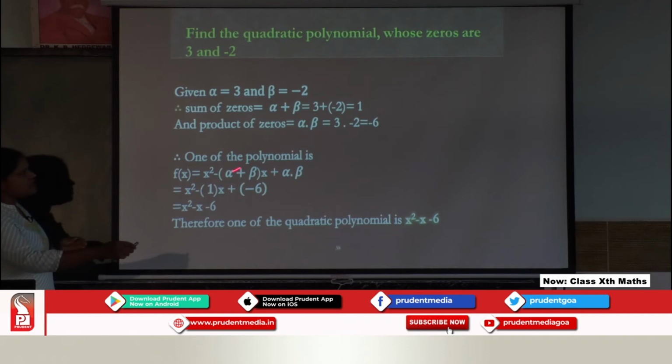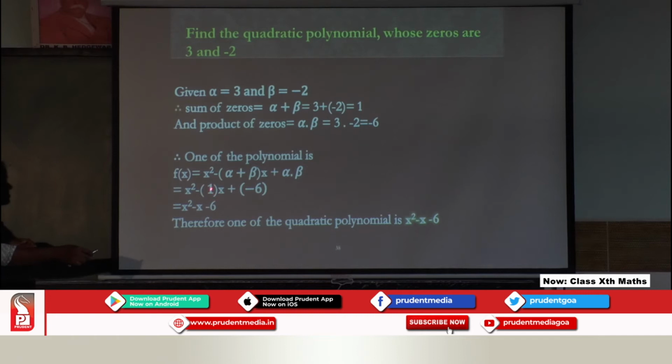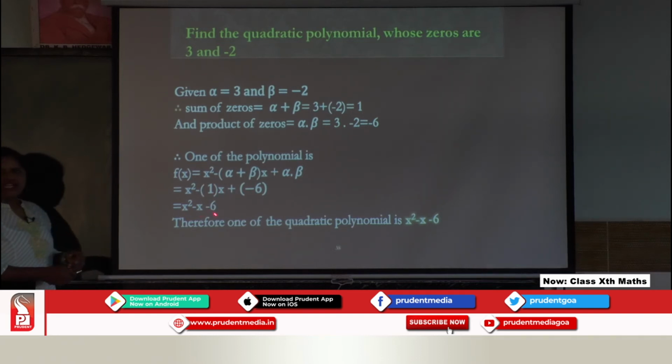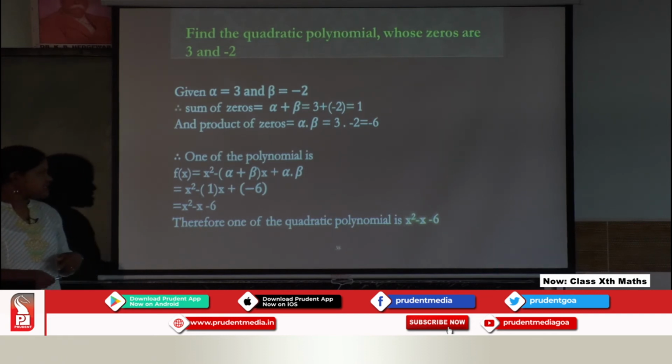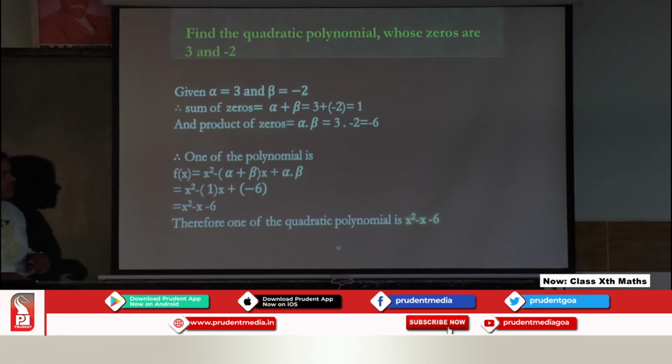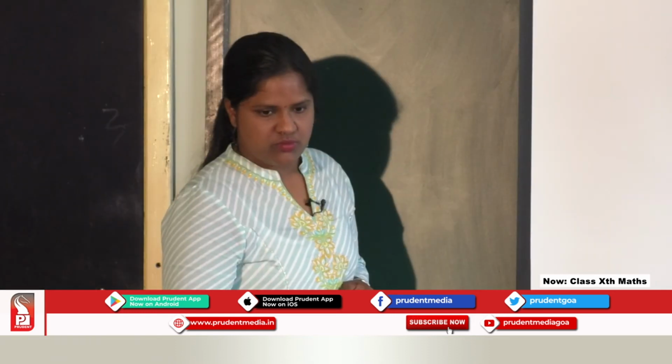Now we just now found out these two values, alpha plus beta as 1 and alpha into beta as negative 6. So substitute these two values here. What do I get is alpha plus beta is 1 and alpha into beta is negative 6. So just reframe it again. So x square minus x and positive into negative is negative 6. Therefore, one of the polynomial is x square minus x minus 6. So this is what we get here, okay. This is just one of the polynomial, okay.